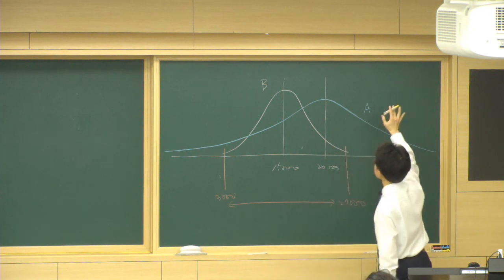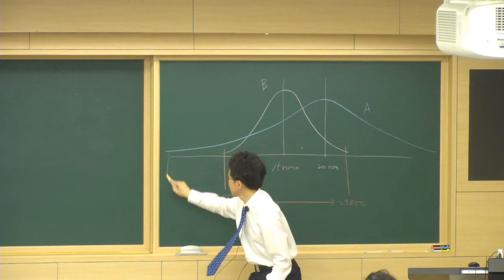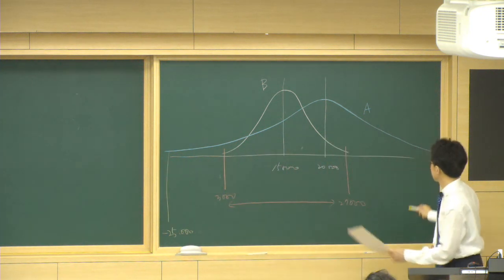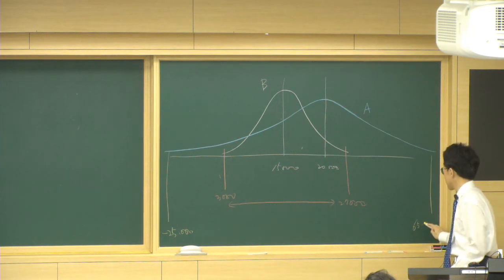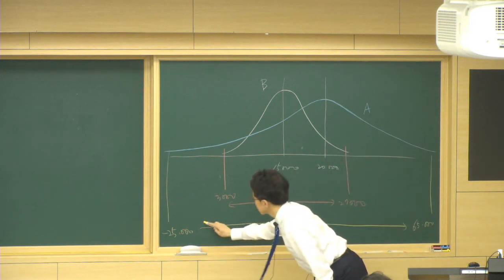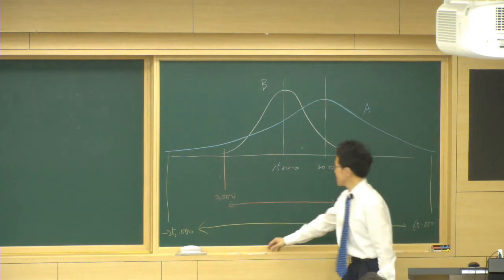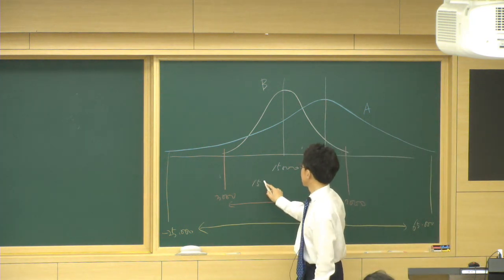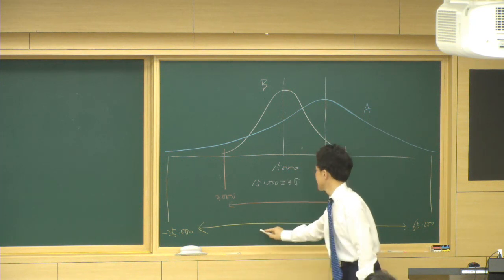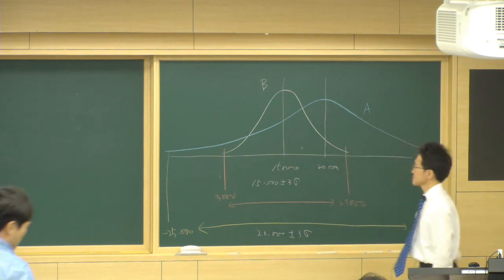Whereas if we look at the 99% confidence interval for A, it can be, let's say, minus 25,000. And it can be, let's say, 65,000. So that's the range we can expect from project A. And obviously what I did was, this is 15,000 plus minus 3 standard deviation. And this one is 20,000 plus minus 3 standard deviation.